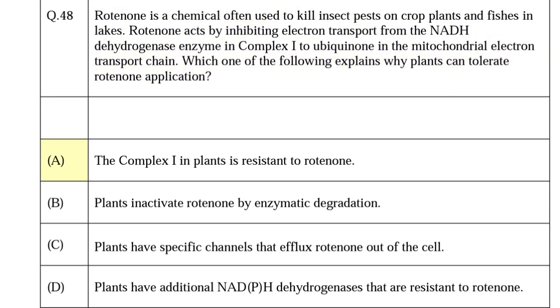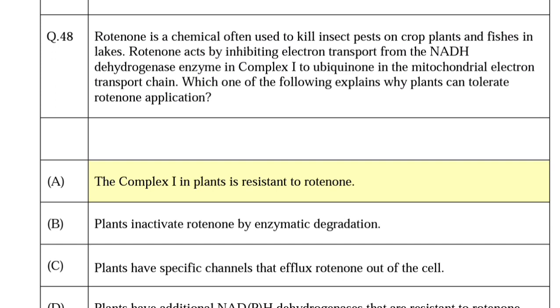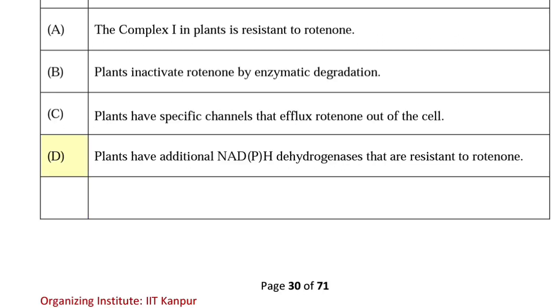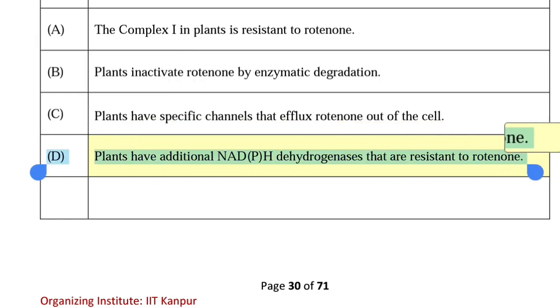A. The complex I in plants is resistant to rotenone. B. Plants inactivate rotenone by enzymatic degradation. C. Plants have specific channels that efflux rotenone out of the cell. D. Plants have additional NAD(P)H dehydrogenases that are resistant to rotenone.